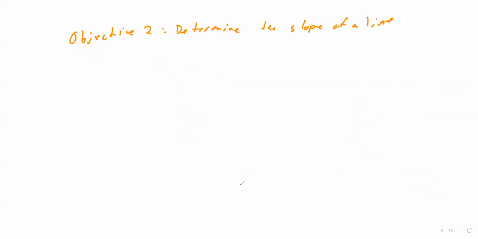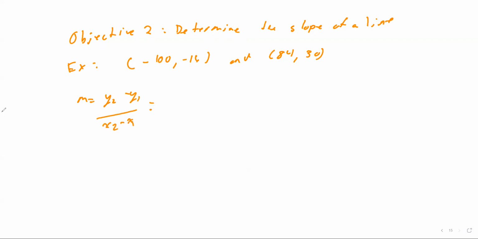All right, so now going back to this one, determine the slope of a line. Let's look at this guy. If I give you the points negative 100, comma, negative 16, and 84, comma, 30, to find the slope of a line, it is y2 minus y1 over x2 minus x1. Best approach, label it. x1, y1, x2, y2.